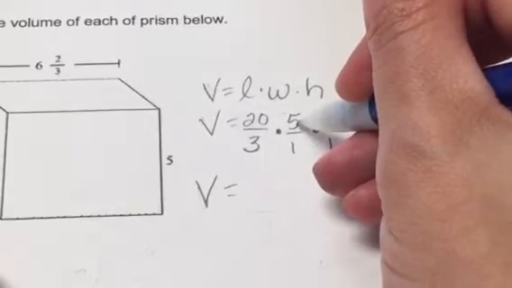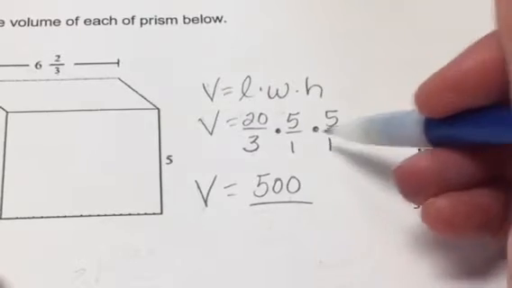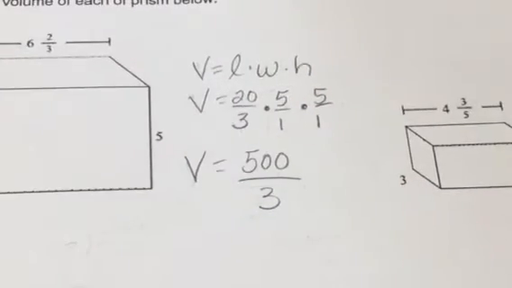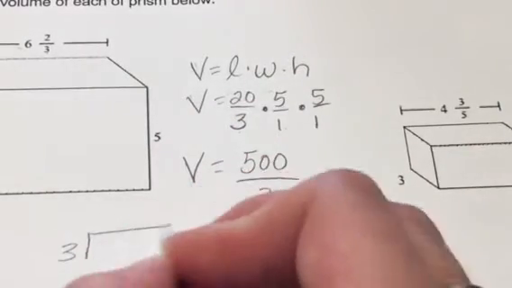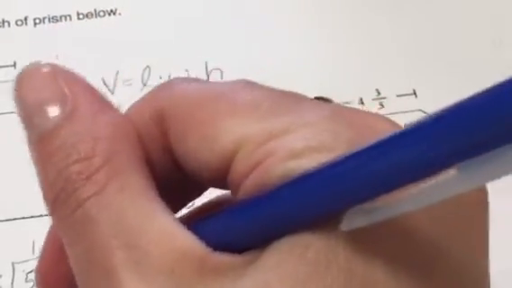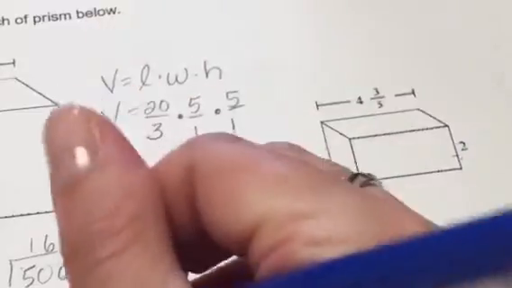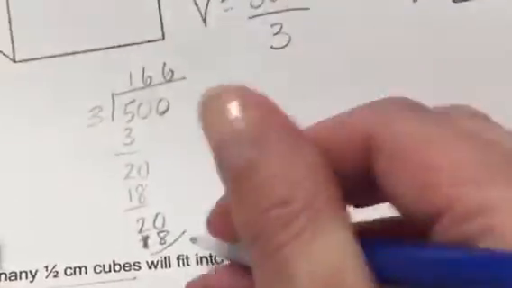20 times 5 is 100, times another 5 is 500. 3 times 1 is 3, times 1 is 3. So I end up with 500/3, but we don't want to leave it improper, so we're going to see how many times 3 will go into 500. So I know 3 will go into 5 once, 3 will go into 20 six times, and we can do that twice, and we will get a remainder of 2.